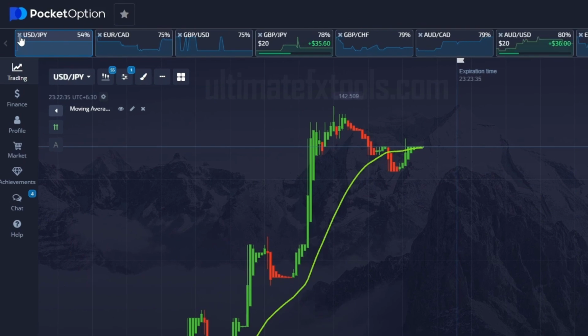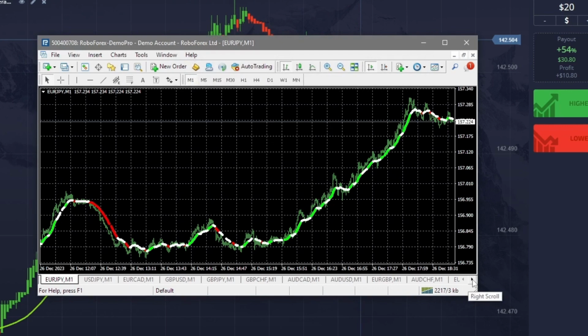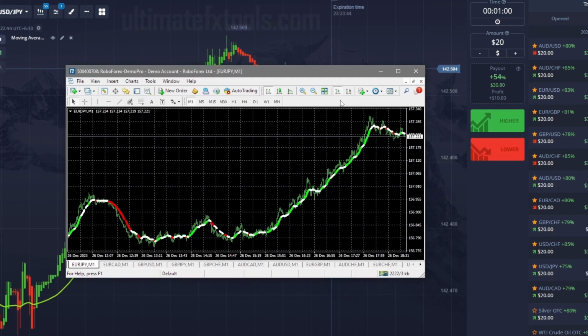I have to delete low return currency pairs, and also in the MetaTrader 4 platform, make sure you have the right amount of currencies with great returns.